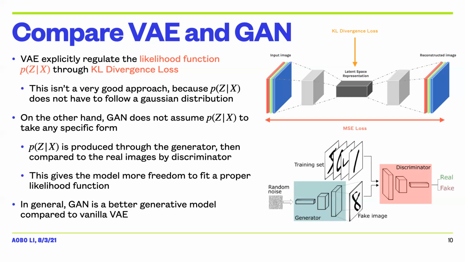On the other hand, the generative adversarial network, GAN, does not make any assumption on the likelihood function. The likelihood function is produced through the generator and then compared to the real image by the discriminator. So this gives the model more freedom to fit a proper likelihood function instead of trying to force it to be a multidimensional Gaussian. That's why in general, GAN is a better generative model approach compared to a vanilla variational autoencoder model.